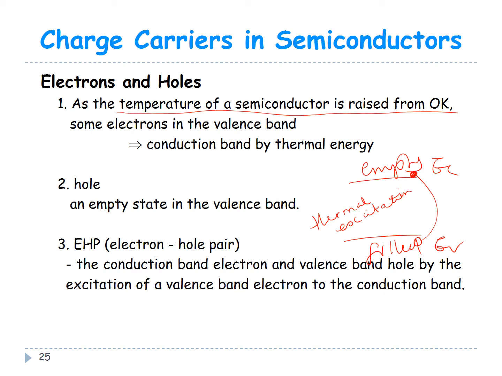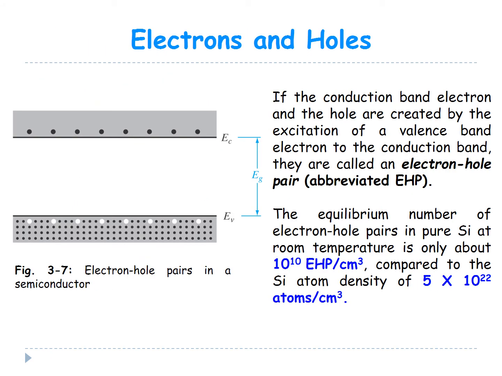And these electron and hole, they occur in pairs, so we call them electron and hole pairs, because for every electron you leave behind a hole. Now, if the conduction band electron and the hole are created by excitation of a valence band electron to the conduction band, they are called an electron-hole pair, abbreviated EHP.